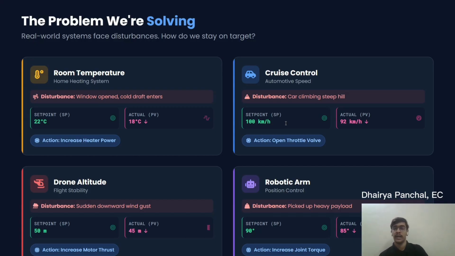So for drone altitude measurement, when you start up your drone, you want your drone to hover at a set height. So when your drone is above or below this height, which is measured by a proximity sensor, it will tell your drone to go higher or lower. So here your set point is 50 meters and your drone is at 45 meters. So your drone has to go higher by 5 meters to maintain that point. So that's what the drone would do. It would try to maintain the height of 50 meters.